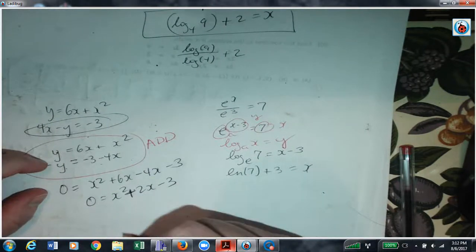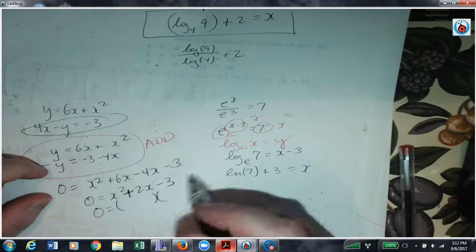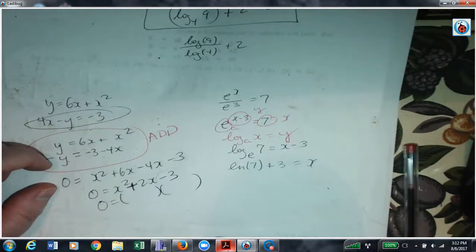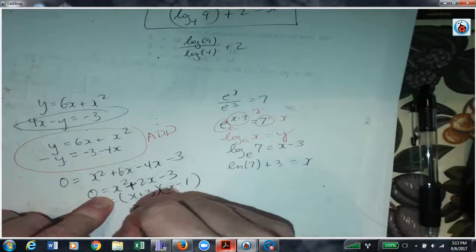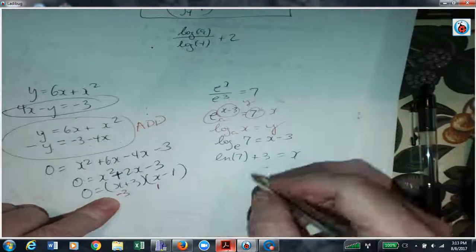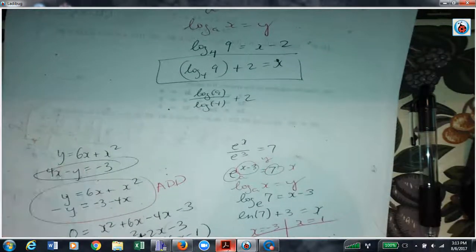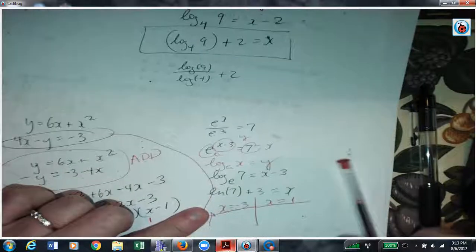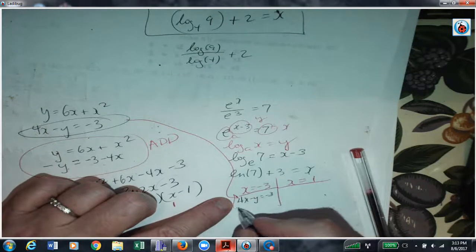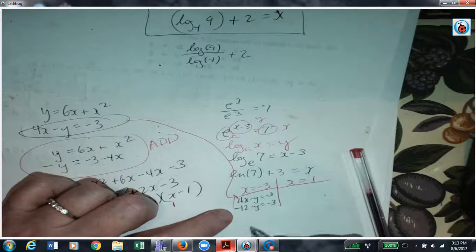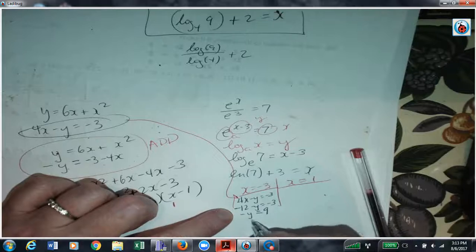Okay. And now you should be able to factor that. Two numbers that multiply together to give you -3, but add up together to give you +2. How about +3 and -1? And now what are the solutions? -3 and +1. So I have x is equal to -3 or x is equal to +1. And now go back to the simpler equation. If x is -3, this tells me that. So if I add 12 to both sides, negative y is 9, so y is equal to 9.